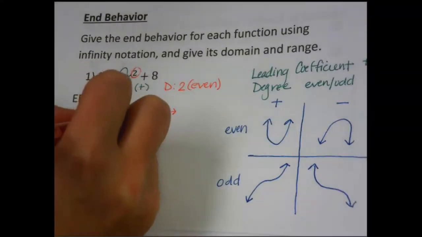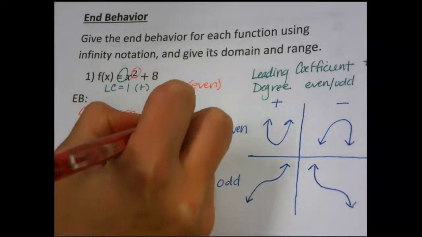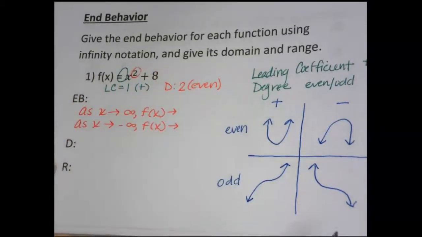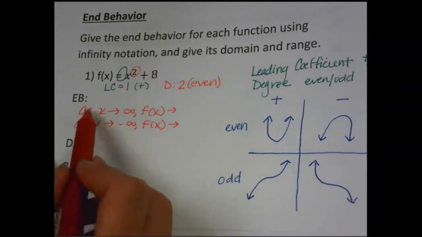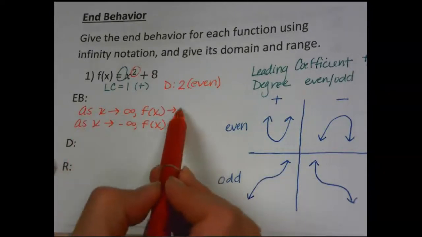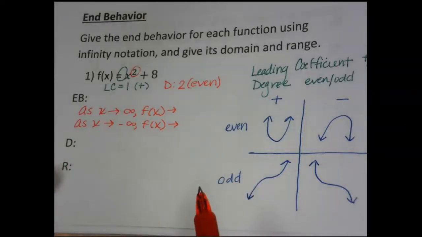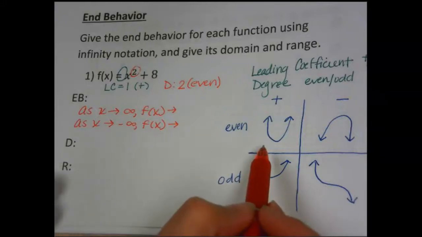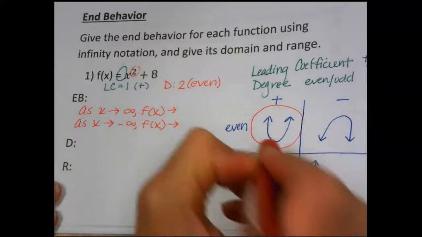As x approaches negative infinity, f of x approaches, and we're going to fill in the blank. So every time you do end behavior, you will have all of this there every time. The only thing that's going to change is what's going to be after the arrows of the f of x. Okay, so remember we said that this one was an even positive. So we're looking at this type of graph right here.